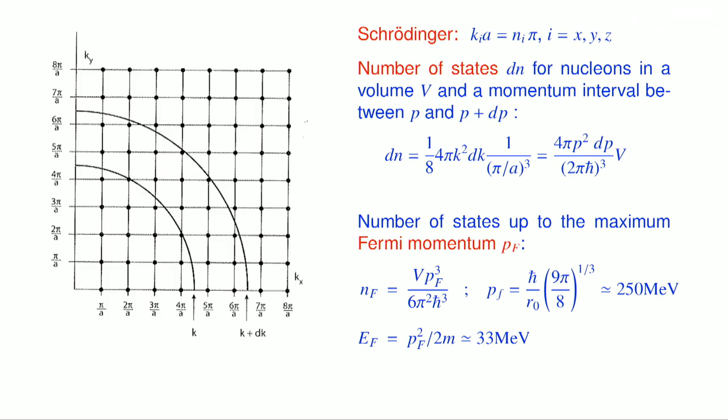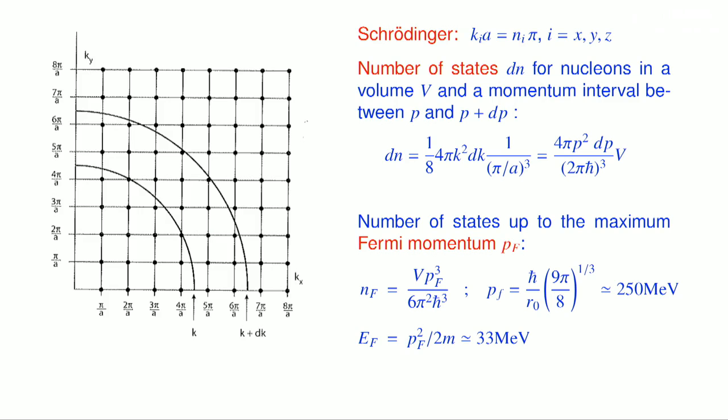The number of viable solutions with a wave number between k and k plus dk is thus the ratio of the corresponding spherical shell and the volume element, pi over A to the third power. The volume of the box is A cubed, but we only consider 1/8 since all ki must be positive.